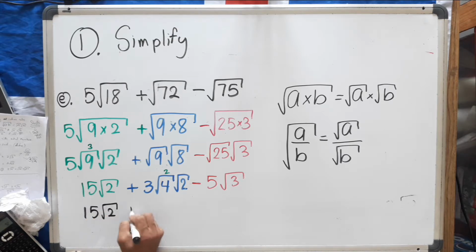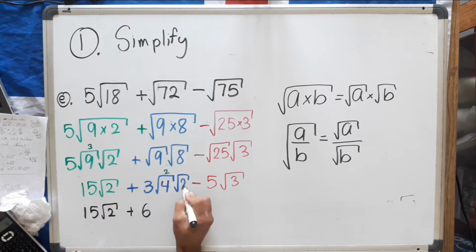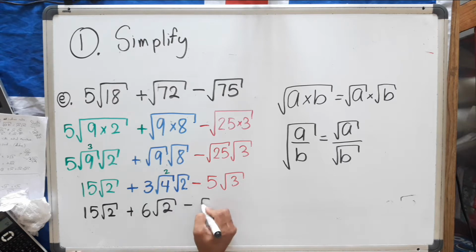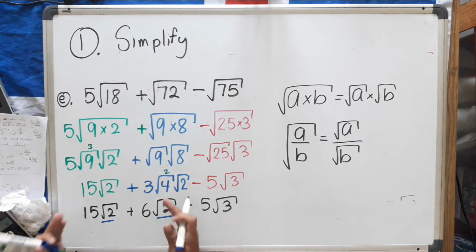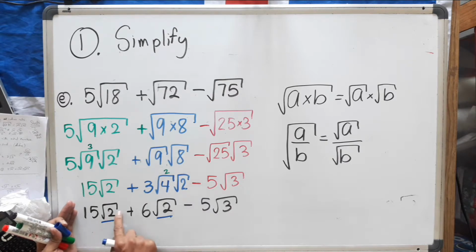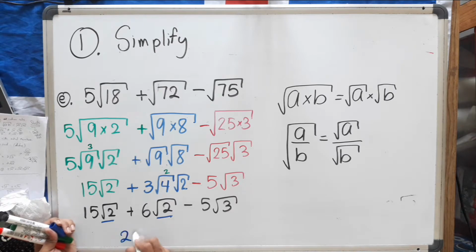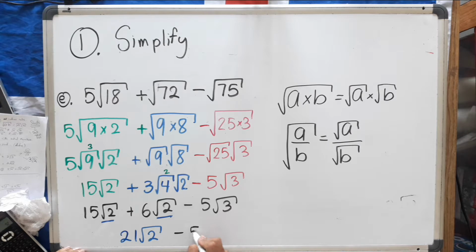So it will look like this. 15 square root of 2. 2 by 3 is 6. Don't forget the square root of 2. Minus 5 square root of 3. You notice these two items have a square root of 2. He's the odd one out. He has a square root of 3. So let's add up these two. 15 square root of 2's plus 6 square root of 2's will give us 21 square root of 2. And then we just have this minus 5 square root of 3 hanging around like a weirdo. This is as simple as this question will get.